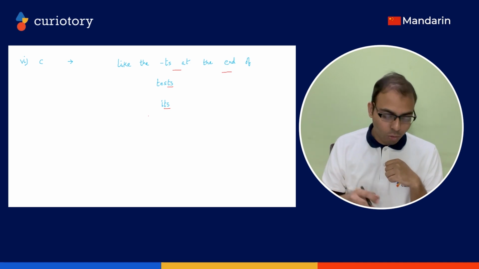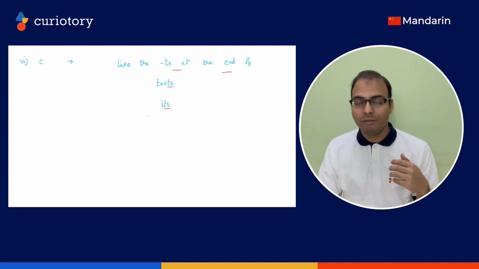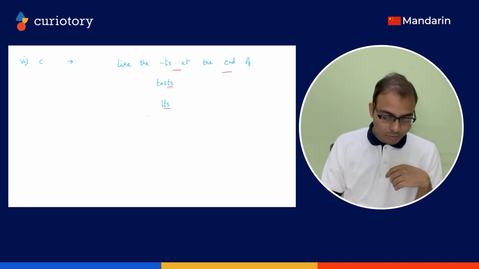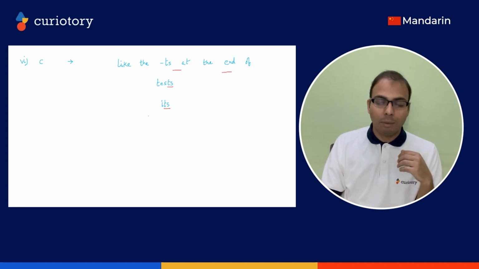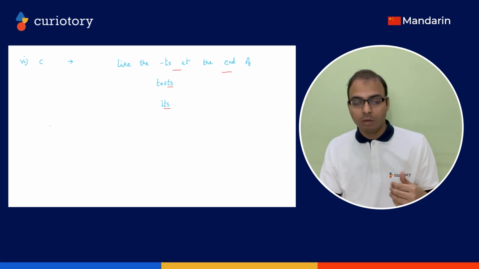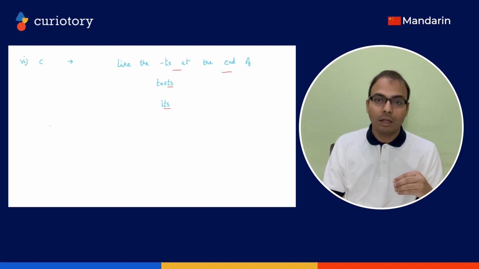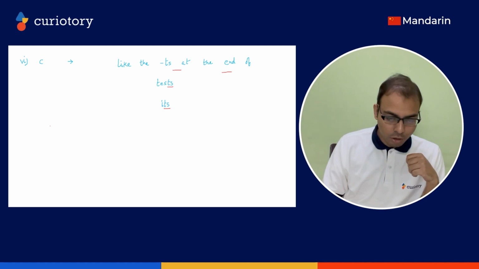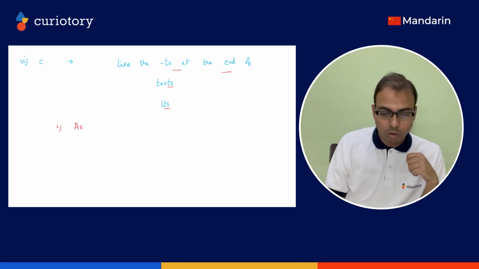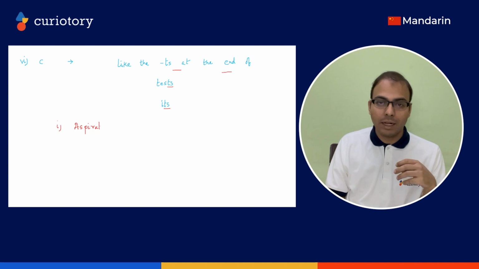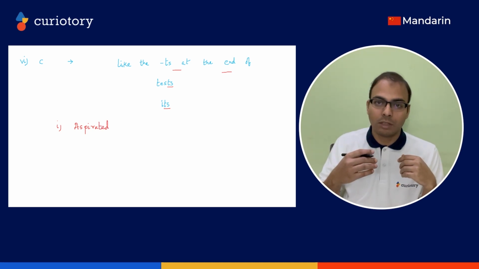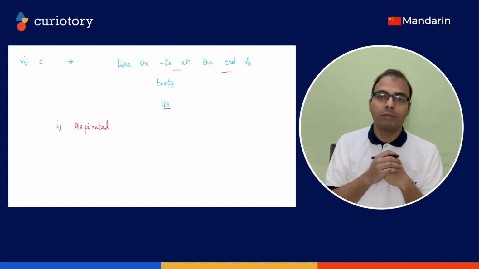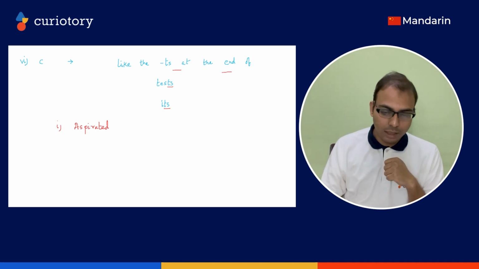So what is the rule saying? Like the TS at the end of tests or its. So you have to practice it, because in English you are not used to saying it at the beginning of the word. Now one rule is that it should be aspirated. When you are saying C, it should be aspirated. It means that air is moving outwards. If air is not moving outwards when you are pronouncing it, it means you are pronouncing it in the wrong way. Let's take an example.